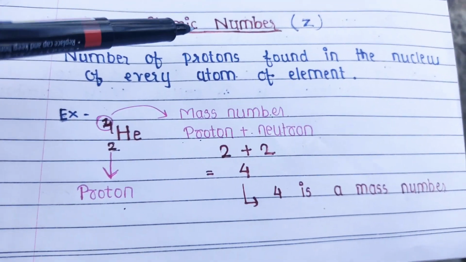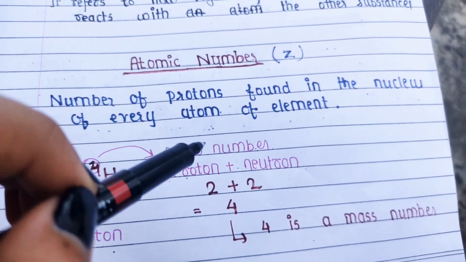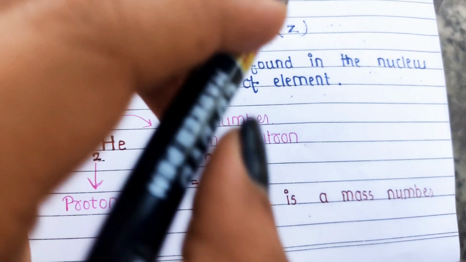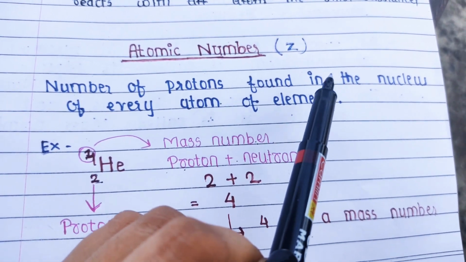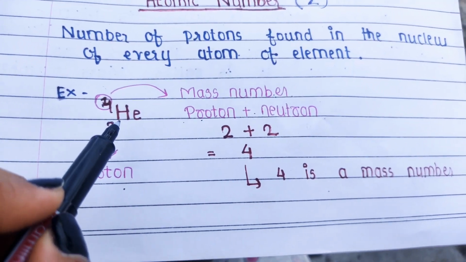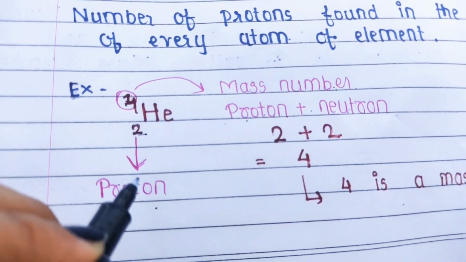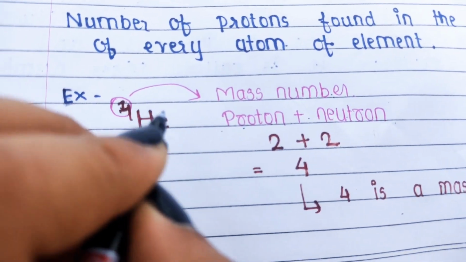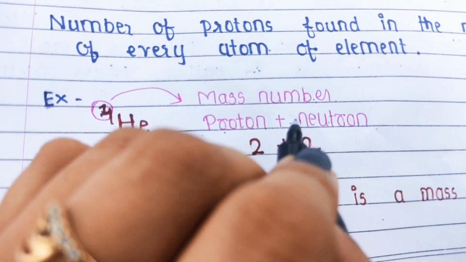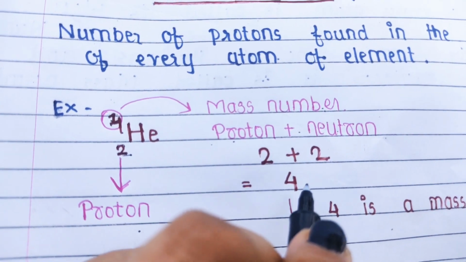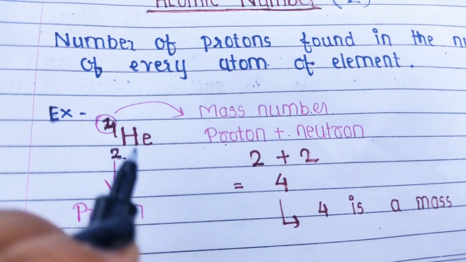Let's have a look at atomic number. The number of protons found in the nucleus of every atom of an element is called the atomic number. It is denoted by Z. This symbol comes from the German word Zahl, meaning number. Take helium as an example. What is 2 and 4? The 2 is the number of protons and 4 is the mass number of helium. What is mass number? The sum of the number of protons plus neutrons equals 4, that is 2 plus 2. There are 2 protons and 2 neutrons in helium.